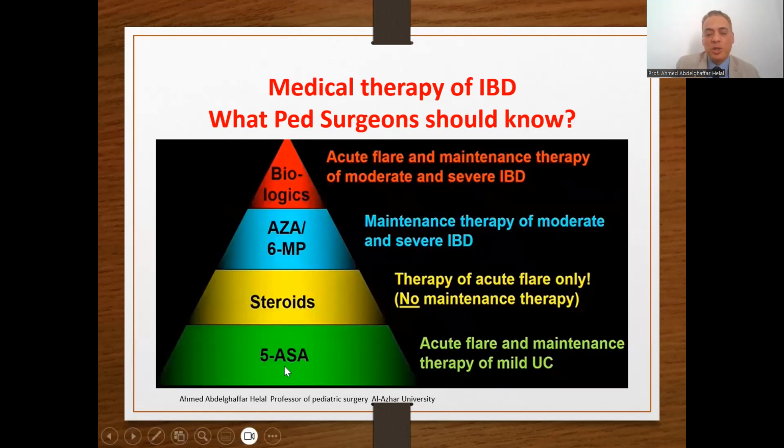The pediatric surgeon should know that the drugs are classified into pyramids. At the base of the pyramid, 5-aminosalicylic acid is used for acute flare and maintenance therapy of mild and moderate ulcerative colitis. It is less effective in Crohn's disease, and it is mainly used for the chronic disease. Crohn's is a small bowel disease.